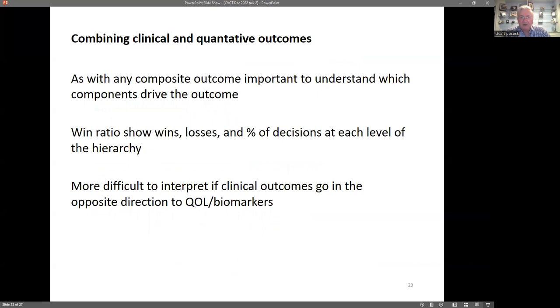There is also a tendency to look at clinical and quantitative outcomes, like a 6-minute walk test, and to do both clinical and quantitative outcomes. And you can do that with a win ratio approach. These become more difficult to interpret if the clinical outcomes, the deaths, and say the hospitalizations, go in an opposite direction to the quantitative outcome, which might be quality of life or a biomarker or a treadmill test score. So the ideal use of the win ratio is when they all go in the same direction, as my examples so far have. Next slide, please.